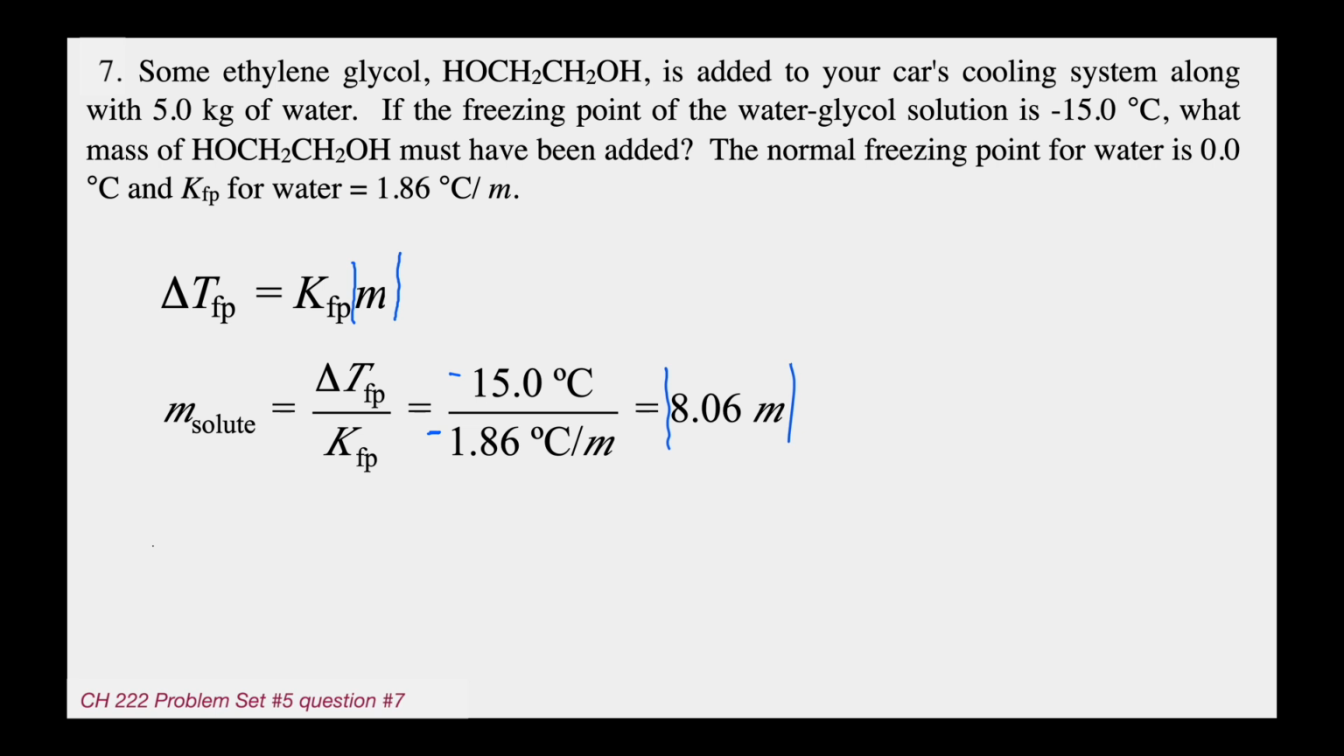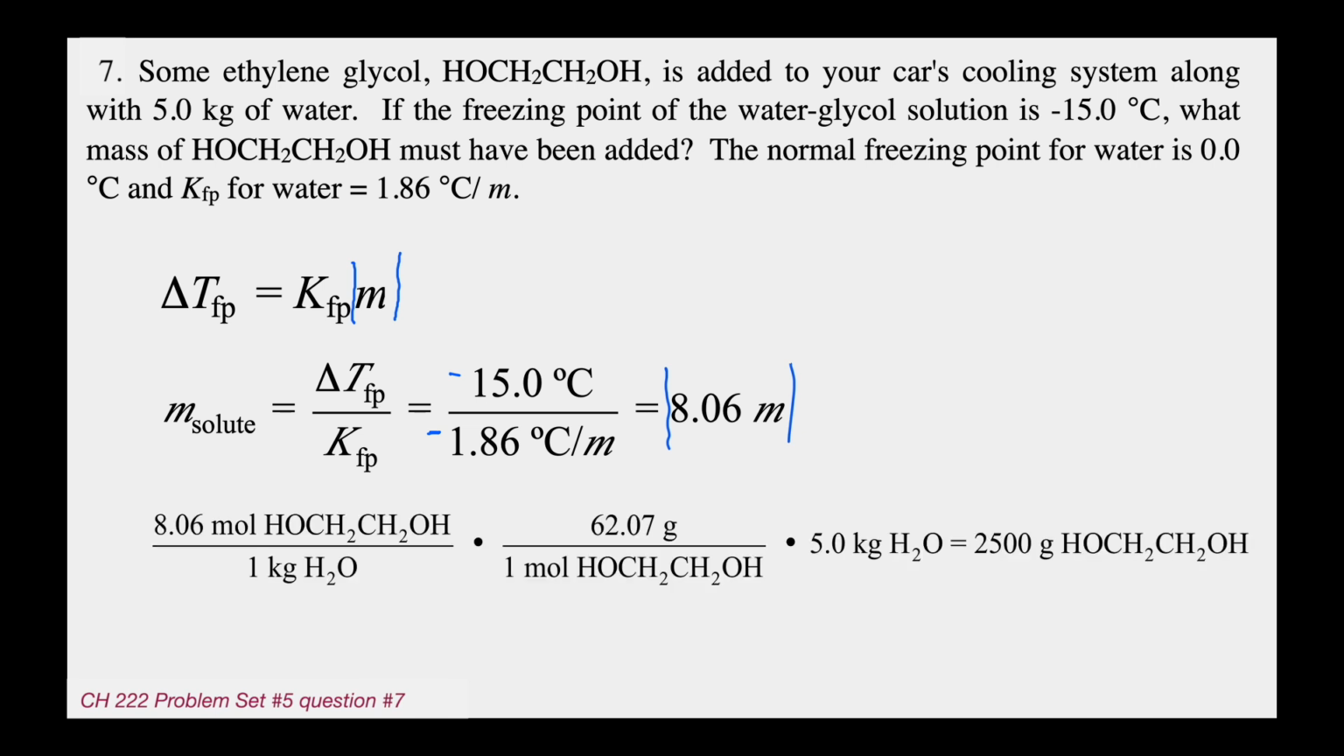and that means 8.06 moles of ethylene glycol per kilogram of water. Well, in this problem, we have 5 kilograms, so let's knock out the kilograms of water, and moles of ethylene glycol to grams, we'll use the molar mass, 62.07 grams per mole. This number comes out to be 2,500 grams of ethylene glycol, or 2.5 kilograms.